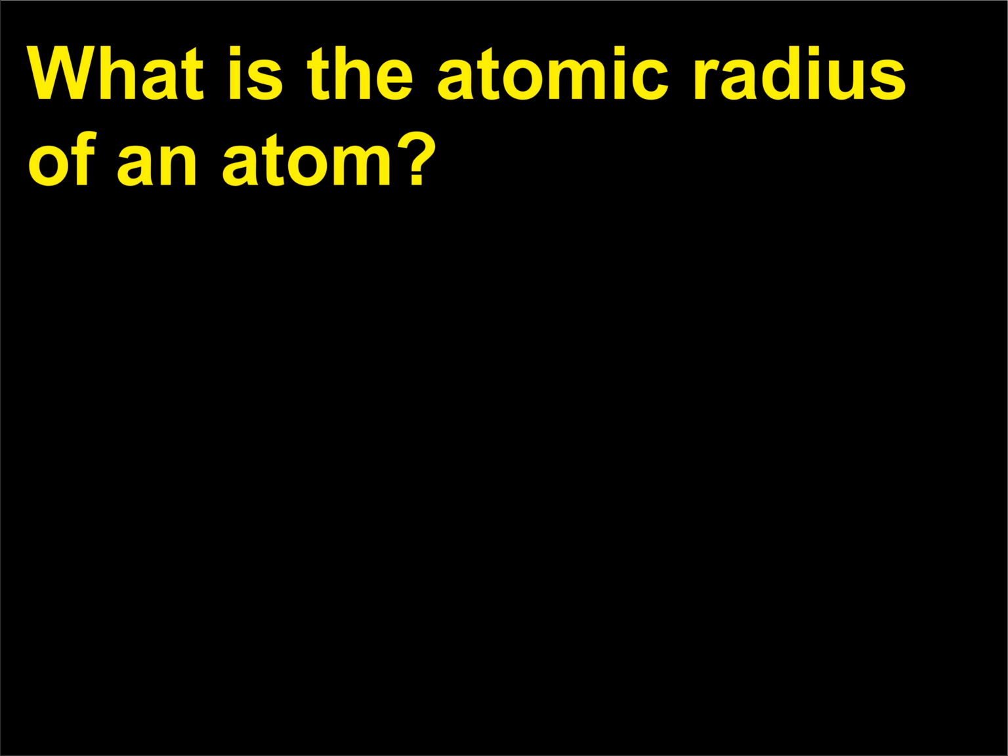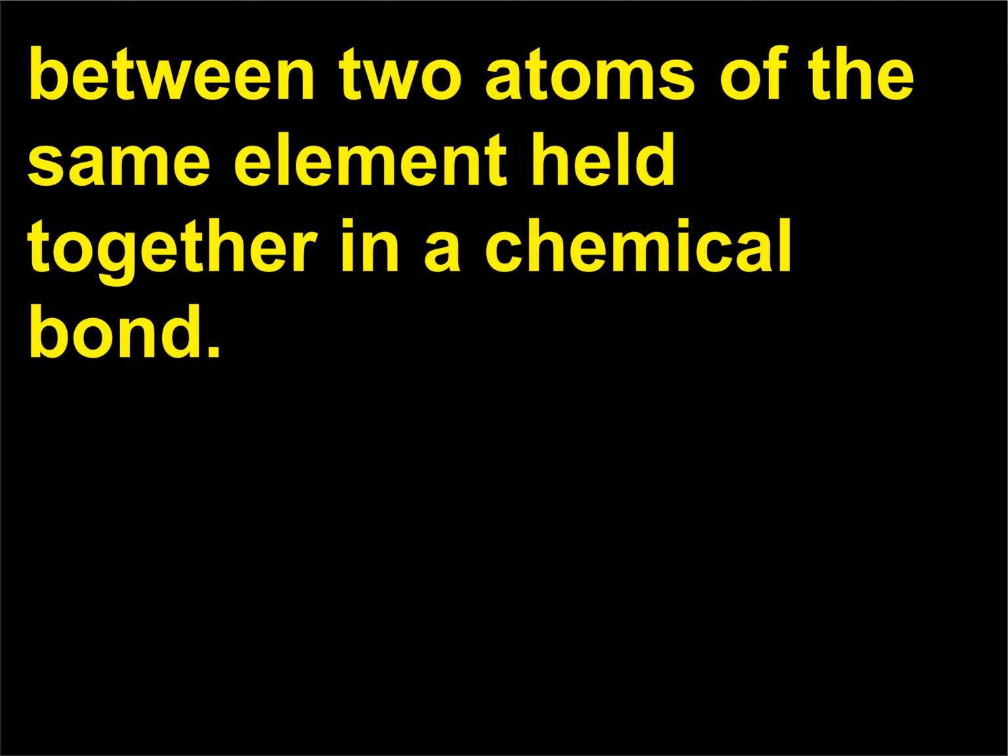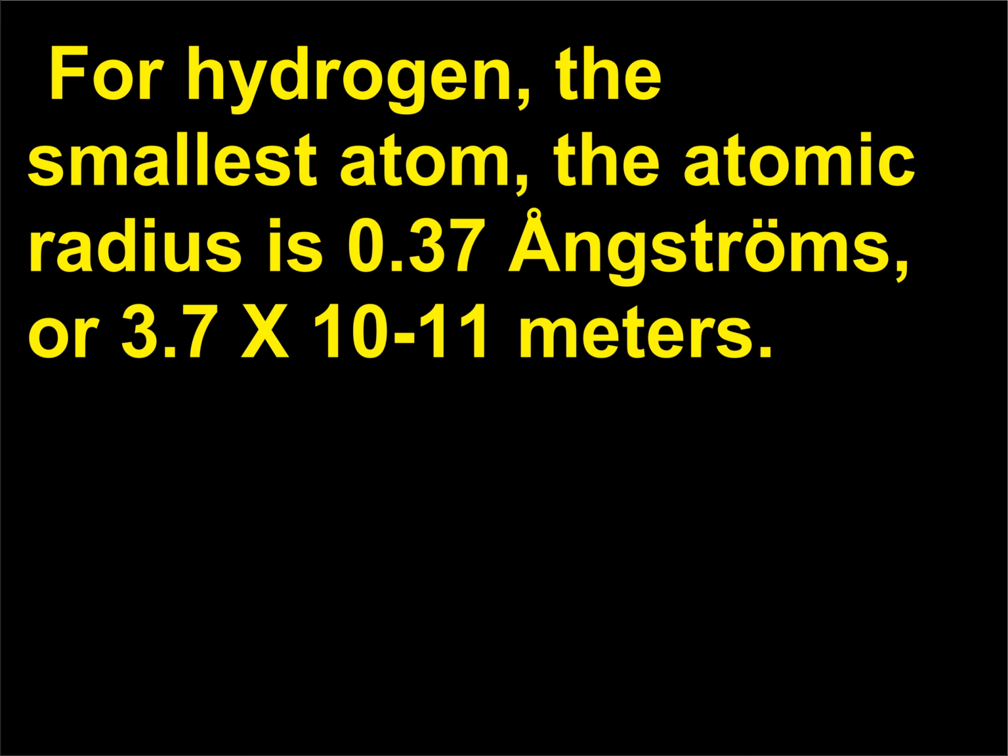What is the atomic radius of an atom? The atomic radius of an atom is defined as half of the distance between two atoms of the same element held together in a chemical bond. Not surprisingly, these are very small distances. For hydrogen, the smallest atom, the atomic radius is 0.37 angstroms, or 3.7 x 10^-11 meters.